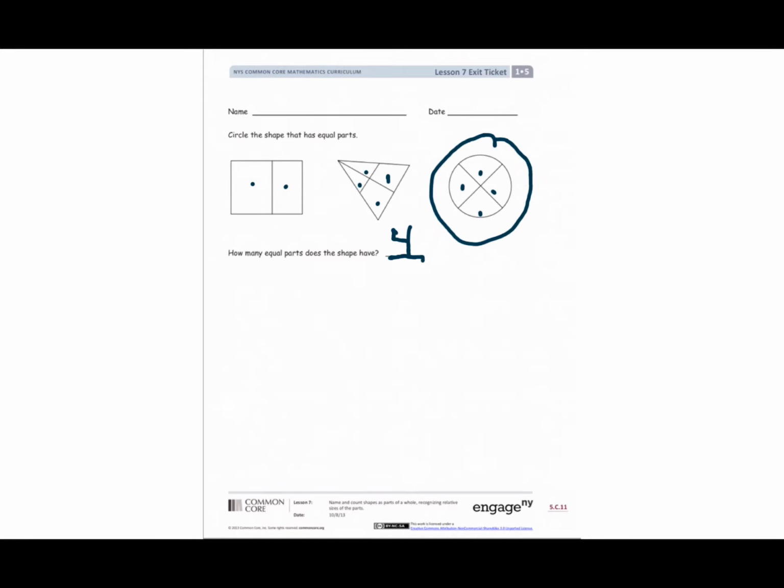Good job, boys and girls. If you made any errors, go ahead and erase the error that you made and fix it. And then you may give yourself a happy face. Good job on your math exit ticket today, boys and girls. Go ahead and go on to your next activity. Thank you, boys and girls.